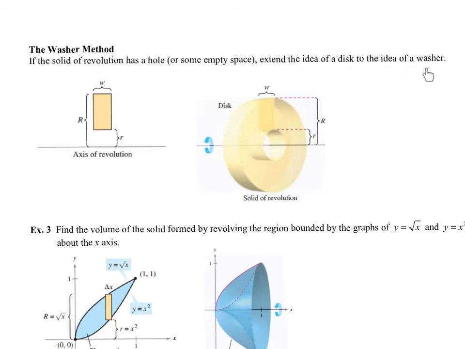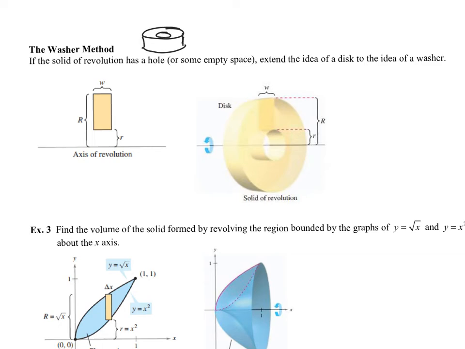So first of all, I need you to know what a washer is. A washer is just a right cylinder or a disc that has a hole in the middle of it. So let me attempt to draw. A washer would look something like this. Okay, so a right cylinder that has a hole in the middle.